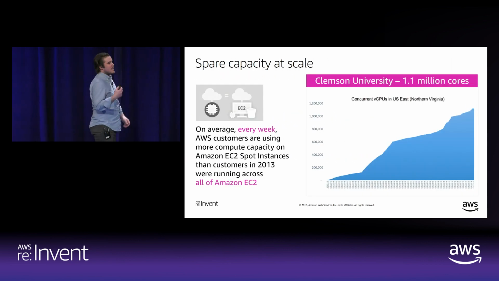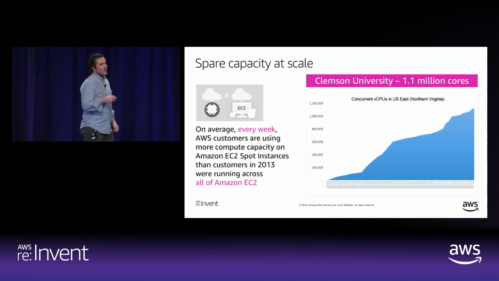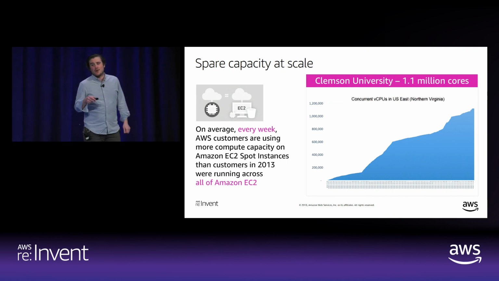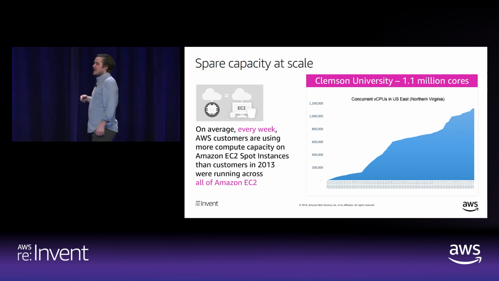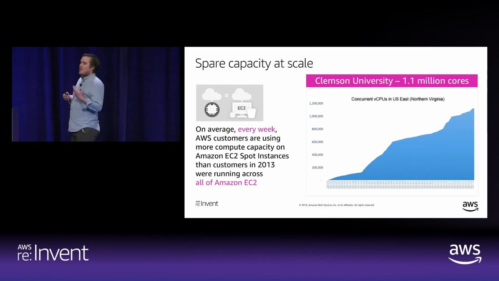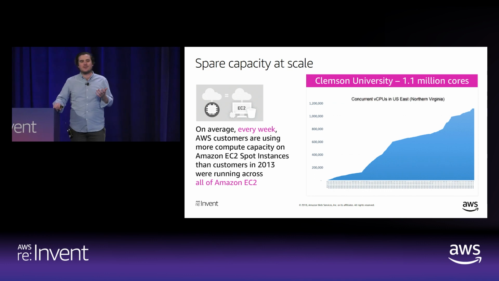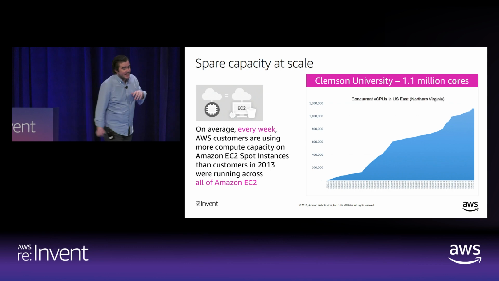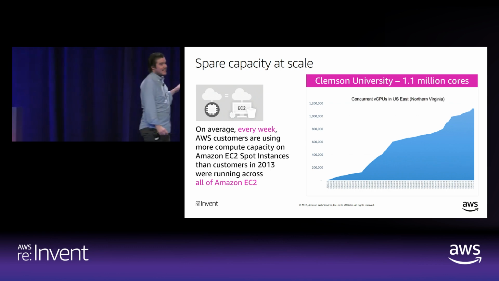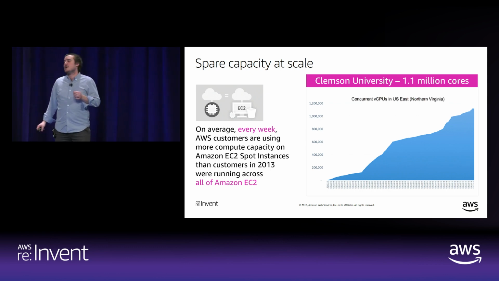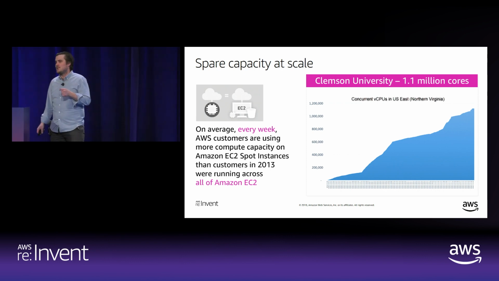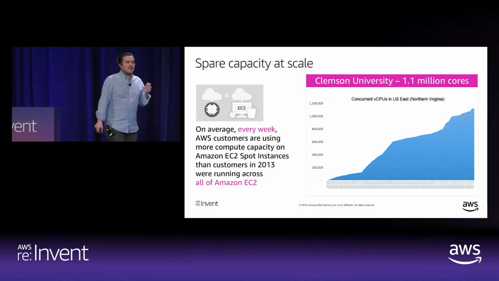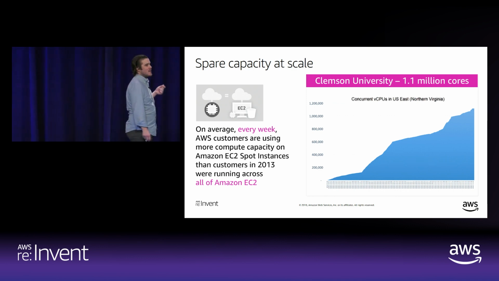So we talk about spare capacity, and there's a point that I want to make which is very important. Spare capacity for Amazon is massive. When I talk about spare capacity, one of the ways that we can talk about it is how much capacity customers are actually able to capture and take advantage of in the spot market. And so this is actually a story from Clemson University. They did this over 18 months ago now, so our capacity has dramatically increased even since then. But Clemson University was able to scale up to over 1.1 million concurrent vCPUs in a single region. In a single region, they were able to turn on over 1 million concurrent vCPUs.